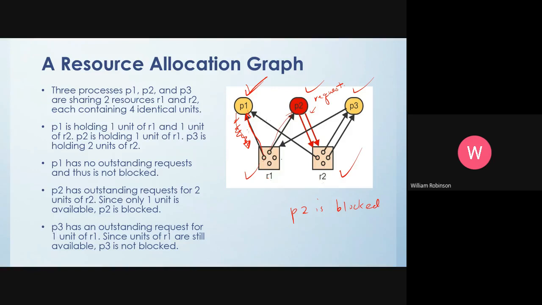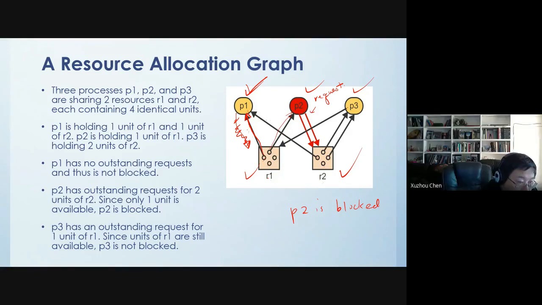P3 can continue because it's requesting a unit of resource 1, and there are 2 units available, and it only needs 1. So that request can actually be achieved. Quickly, you can change the direction of the arrow, right? So the request becomes holding.